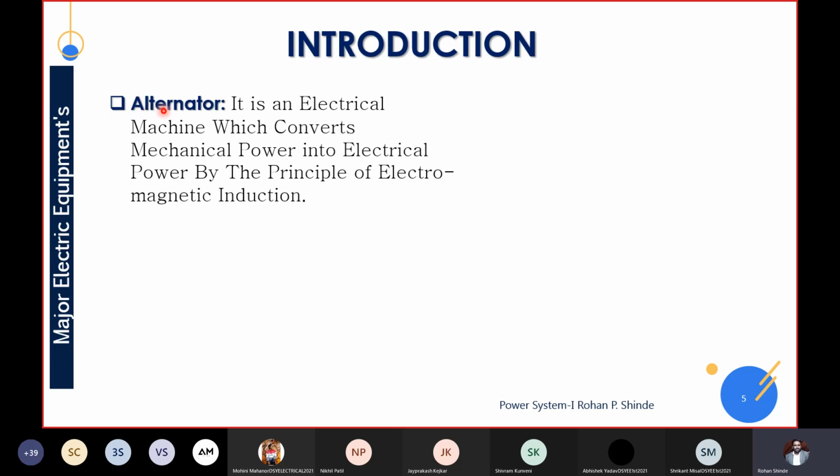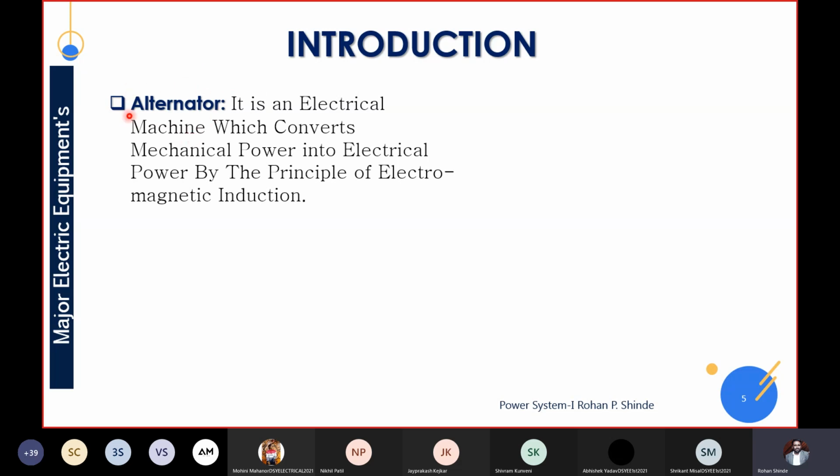That means in the alternator, rotor speed is equal to synchronous speed, so we call it a synchronous generator. हे एक प्रकारचं जनरेटरच आहे, right? And the speed of that generator is the same as synchronous speed, so we call it a synchronous generator. So the second name of alternator is synchronous generator.